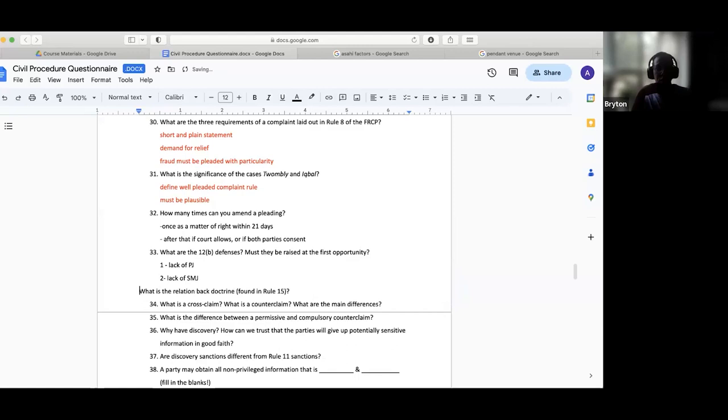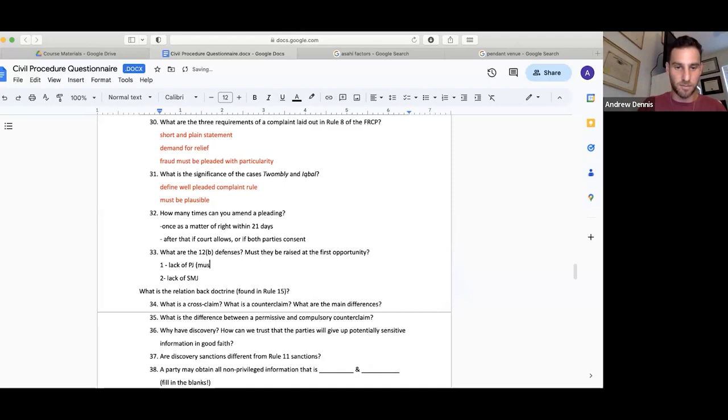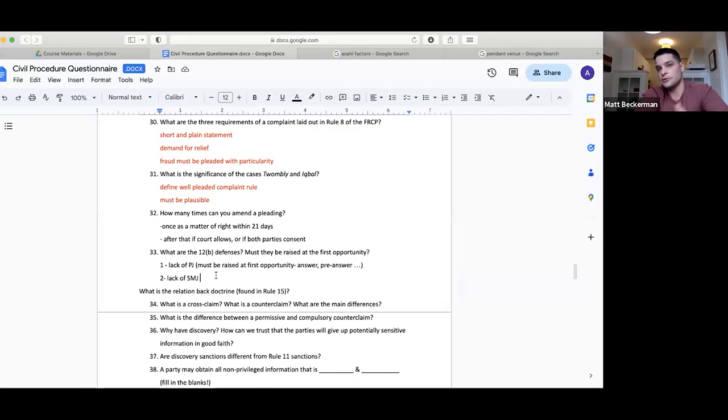So personal jurisdiction must be raised at the first opportunity, and we'll go more into that after we list them all. That just means either your answer or your pre-answer, or the first time you respond. You can raise the 12B motions in your answer, which is the formal answer to the complaint or the counterclaim, or in what's called a pre-answer motion, where you're not even answering. You're just saying, no, I won't answer yet because they lack this jurisdiction.